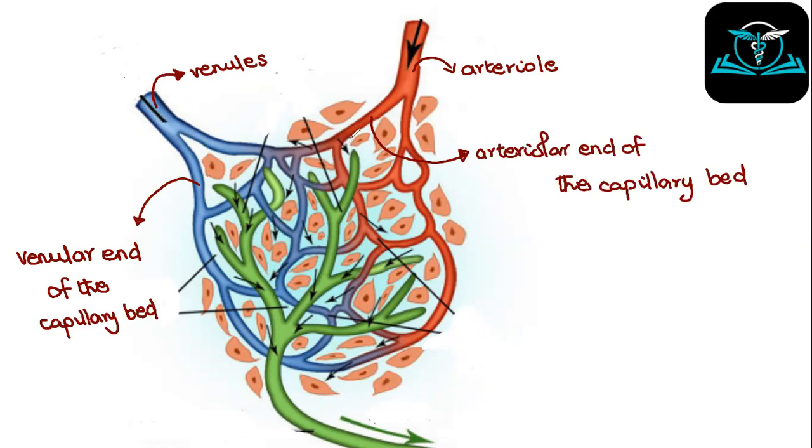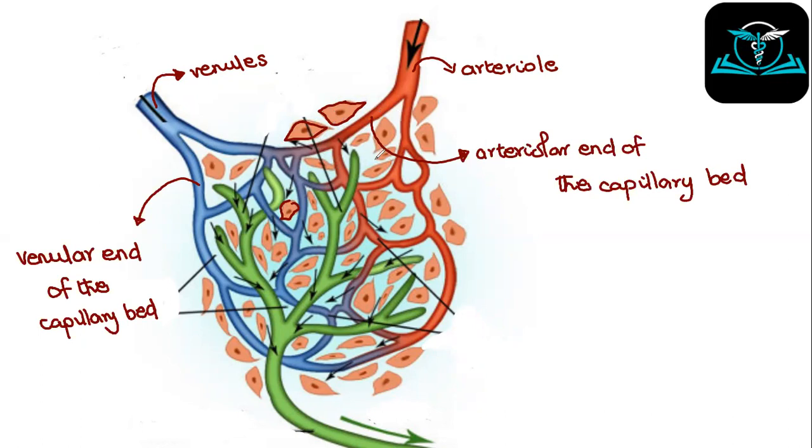And as you can see, at the capillary level, we have tissues. So we have the various cells of a particular organ. Then in between the cells is the tissue space, or the interstitial space.